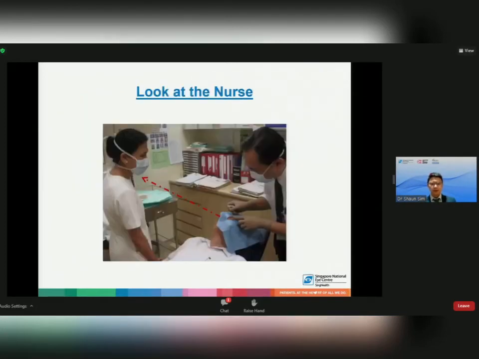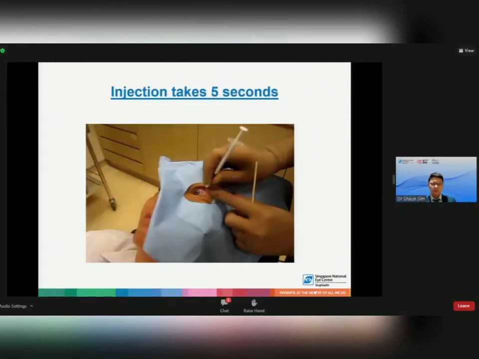We will then ask our patients to look directly at a target, in this case our nurse. And then we'll perform the injection, which takes less than 5 seconds. This procedure is generally tolerable. In fact, we do have many elderly patients coming in for intravitreal injections, and at present, it is actually the gold standard of care.